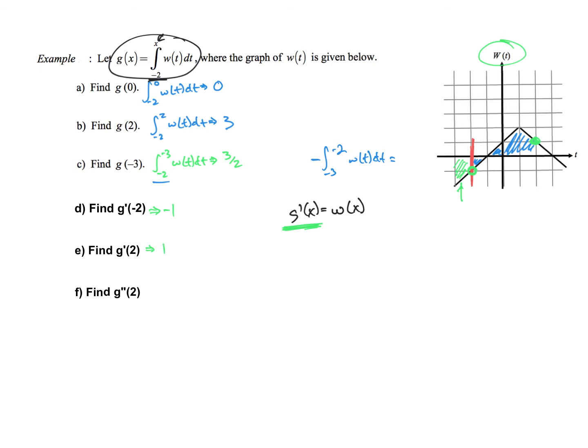All right, let's do the next one. So now it's talking about g double prime. And so g double prime of x would equal w prime of x. And this is a w graph. So what is w prime? The slope of it. So this is basically finding the slope of w at 2. And what is the slope of w at 2? Negative 1. So g double prime of 2 is negative 1. See how we put that together?